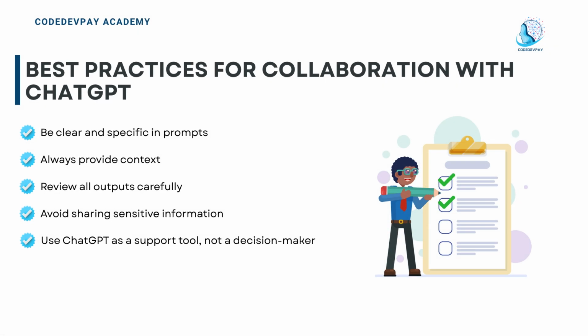What are some best practices to consider when collaborating with ChatGPT? The first is to be clear and specific in the prompt, just like what we demonstrated not long ago. Then you provide context. After that, you review all the outputs that you get from ChatGPT carefully. Avoid sharing sensitive information, and note, use ChatGPT as a support tool, but not as a decision maker.